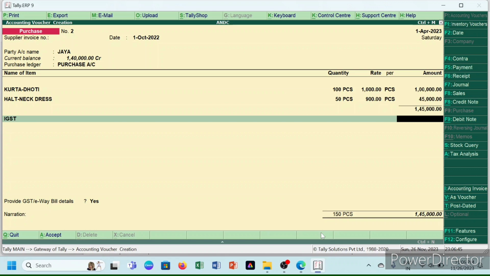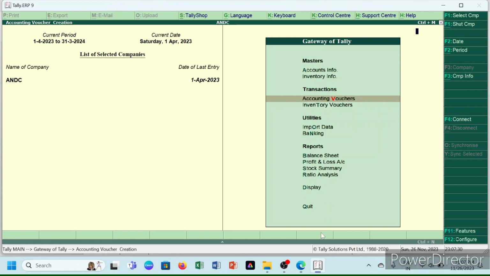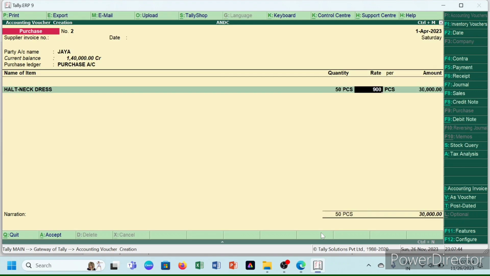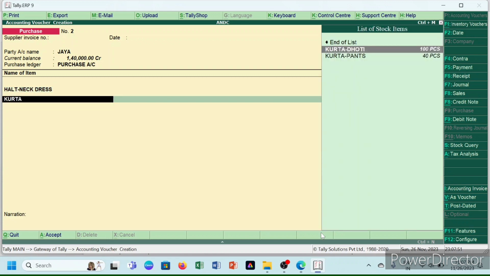We have to alter the IGST account, and again we will go to alter IGST. Here we have to write it as 12%, and then again vouchers, purchase, Jaya, 100.